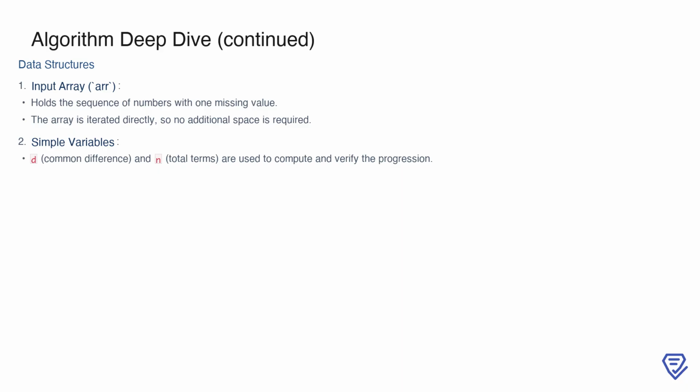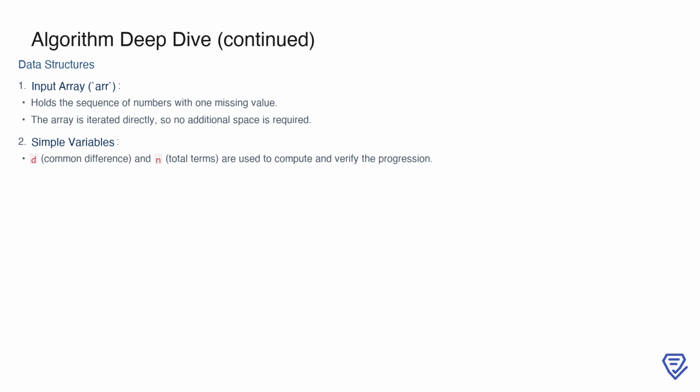Now, let's discuss the data structures involved in this algorithm. The input array ARR is the core data structure. It holds the sequence of numbers with one missing value, and it's iterated directly during the process. Importantly, no additional data structures are required, which keeps the algorithm space efficient.